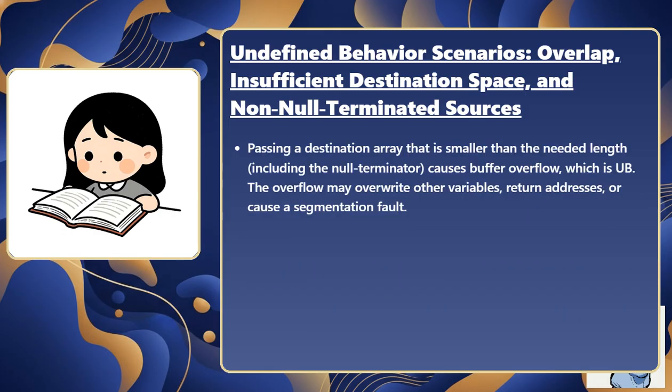Passing a destination array that is smaller than the needed length, including the null terminator, causes buffer overflow, which is undefined behavior. The overflow may overwrite other variables, return addresses, or cause a segmentation fault. char tiny[3]; then strcpy(tiny, "ABCD"). This needs 5 bytes, only 3 provided, resulting in undefined behavior.